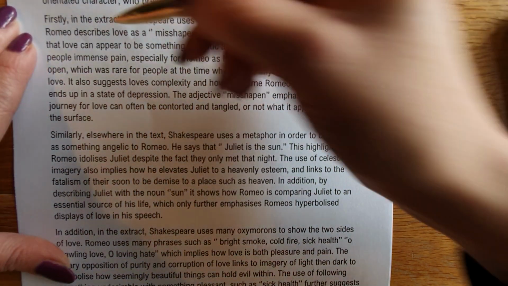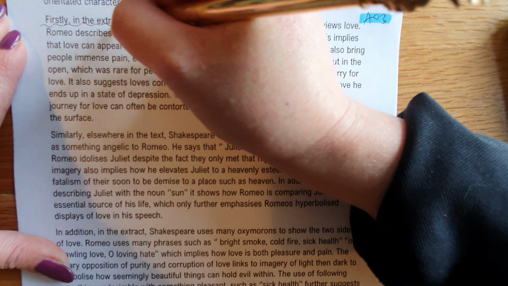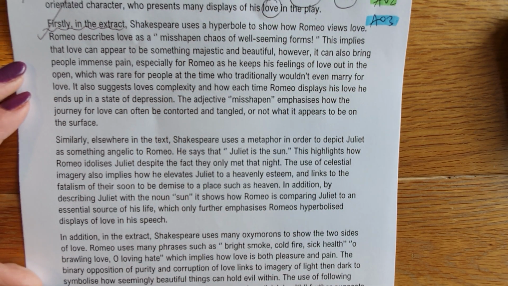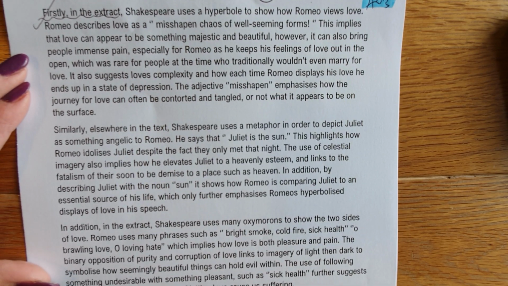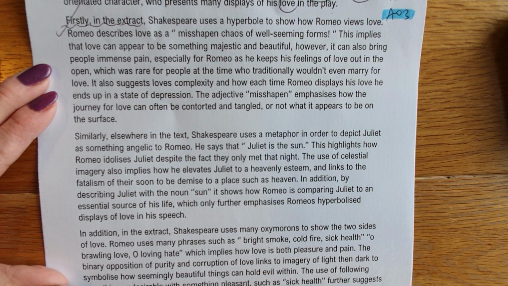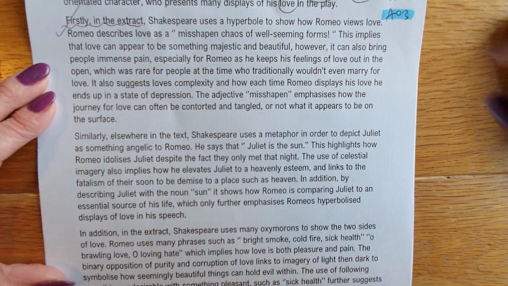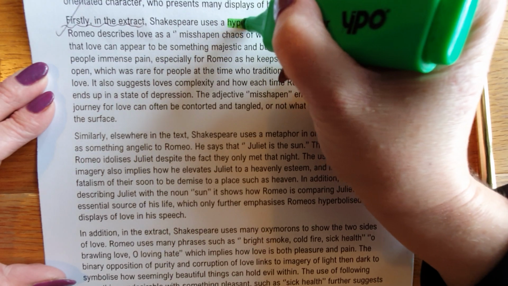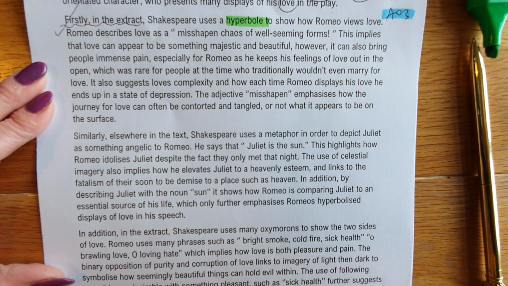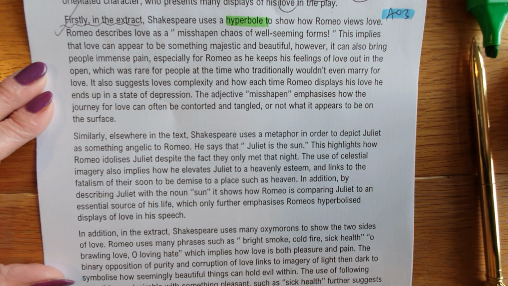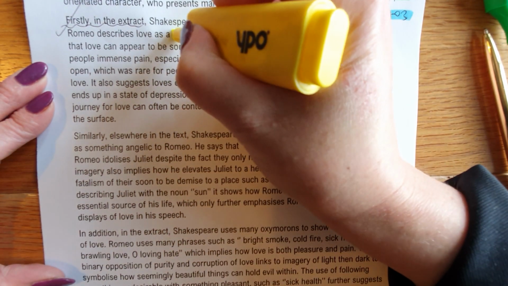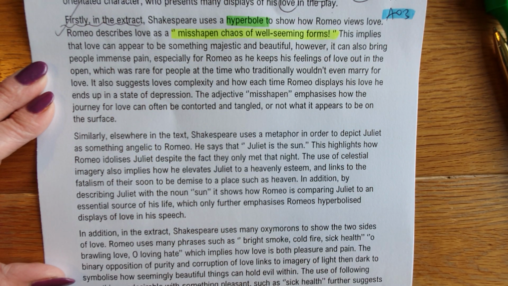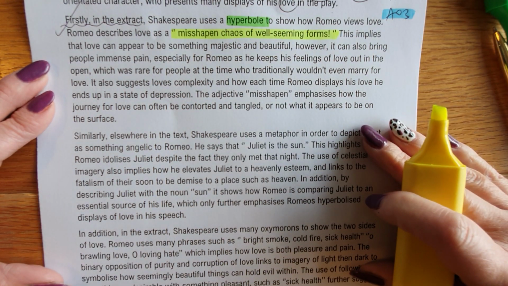So firstly, in the extract, straight away, I really like this. This student is signposting in and out of the extract. Firstly, in the extract, because remember the question will say, starting with this extract. So firstly, in this extract, Shakespeare uses a hyperbole, so there's my device, there's my AO2, to show how Romeo views love. Romeo describes love as a misshapen chaos of well-seeming forms. Good use of quotation there, definitely hyperbole, definitely relevantly supports the point that the student is making.